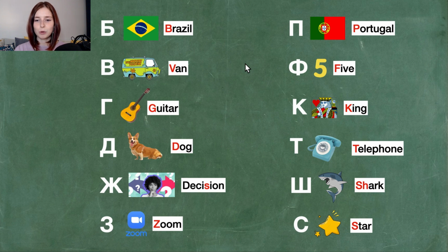Okay, let's read them all again. B, p, v, f, g, k, d, t, zh, sh, z, s. They are actually unvoiced, so I'm supposed to read them as p, f, k, t, sh, s. But I don't know if the microphone can actually pick up all this sounding.